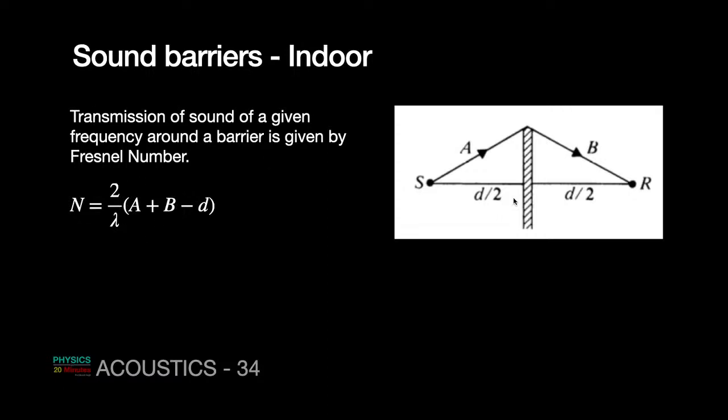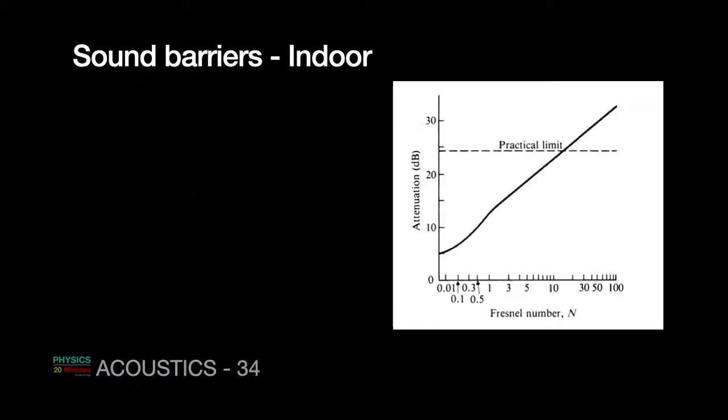A and B need to be large. A and B being large means the source and receiver should be far from the wall, and D should be small. So it's very peculiar. Typically A and B should be large, so the source has to be at a large distance. R is a large distance, and the barrier height should be more.